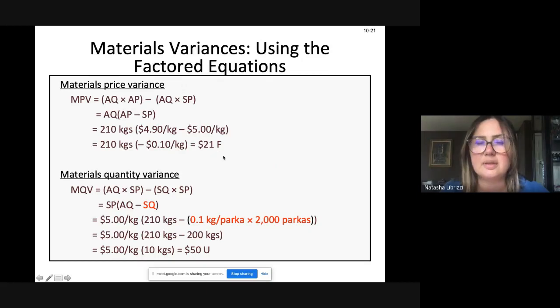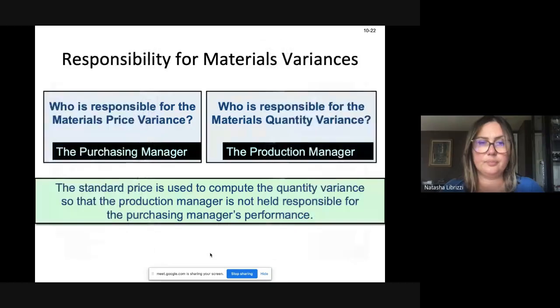Students a lot of times ask, well, how come negative is favorable? That's just how the formula lays out. So it's kind of in reverse. Positive makes it unfavorable here. And material quantity variance, if you plug everything in, makes it 50 unfavorable. Again, I like the chart part, but this is another source. You have a formula available to you.